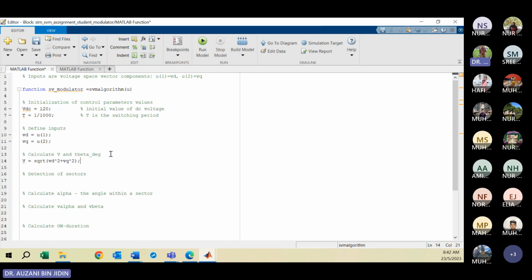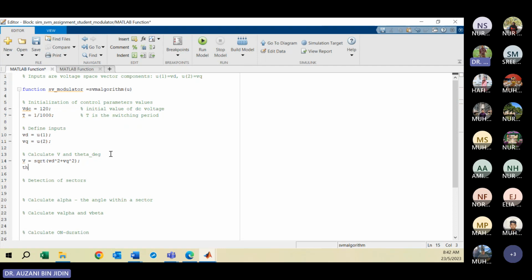Okay, then VD, VQ, sorry, the magnitude. To calculate the angle, we define it as theta. Theta is equal to arctangent. This one is arctangent. So VQ divided by VD, semicolon.